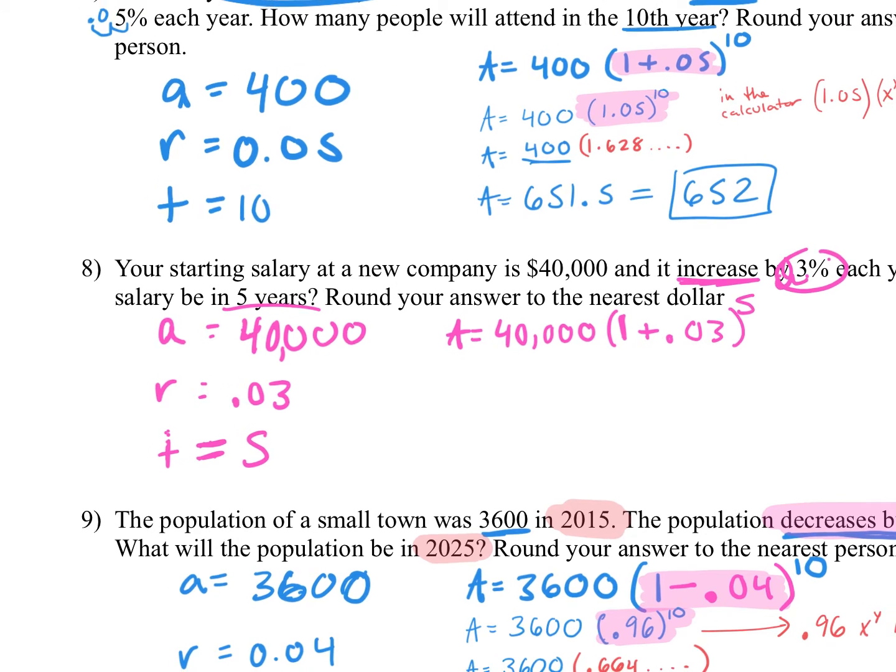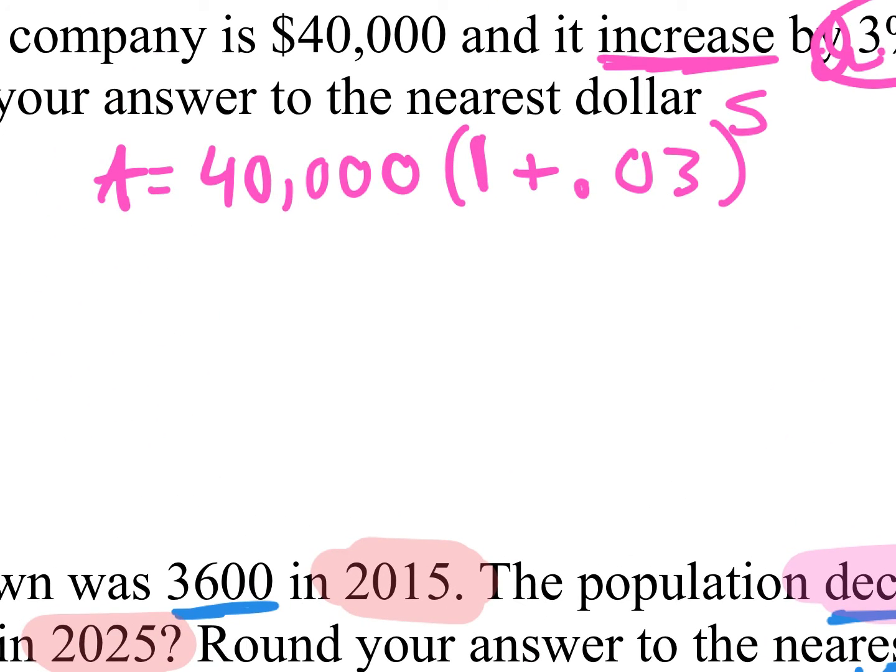What do we need to do first when we put this into our calculator? Not the exponent. Before we do that. Parentheses. PEMDAS. P comes first. Parentheses. So we want to do the parentheses. So A is equal to 40,000 times 1 plus 0.03 would be 1.03 to the power of 5.